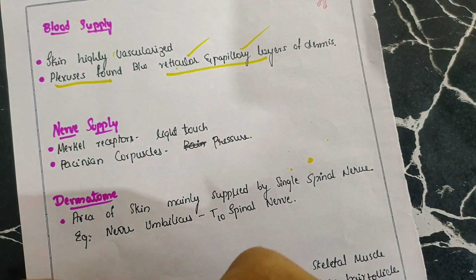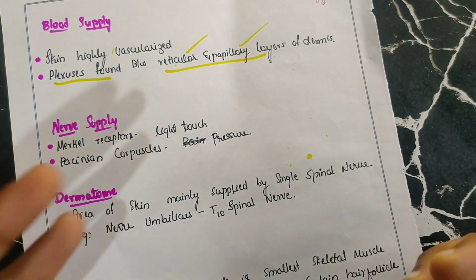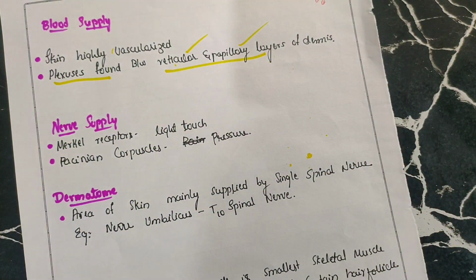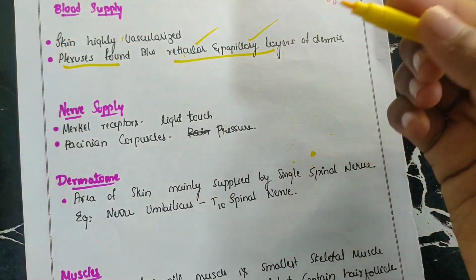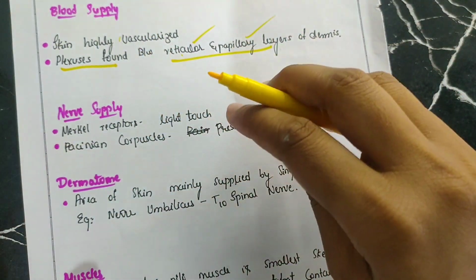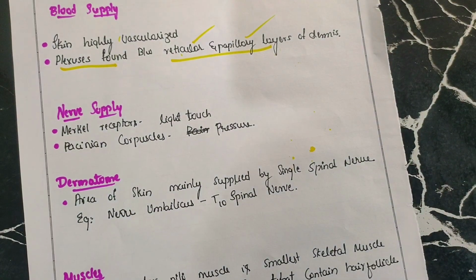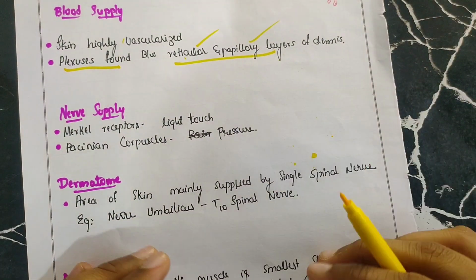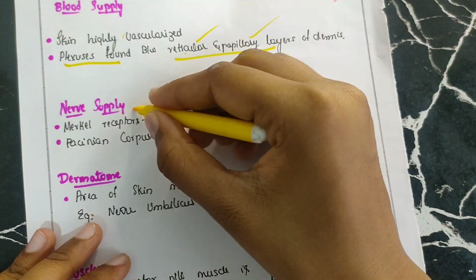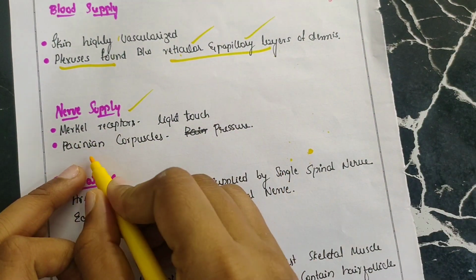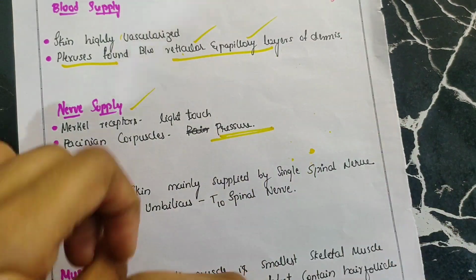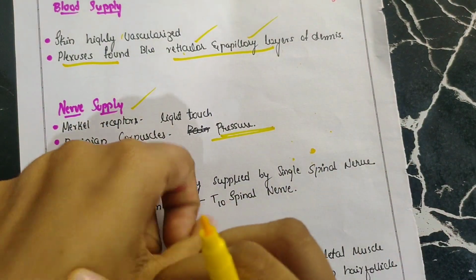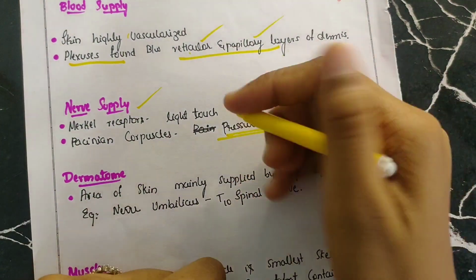The entire skin is highly vascularized, and facial muscles are also vascularized. To prevent acne and to keep your skin healthy, you do massages, which increases the blood flow. So the blood supply for skin will be the plexus between the papillary dermis and reticular dermis. Now there will be Pacinian corpuscles, which sense pressure when we apply pressure, and Merkel's receptors for light touch.